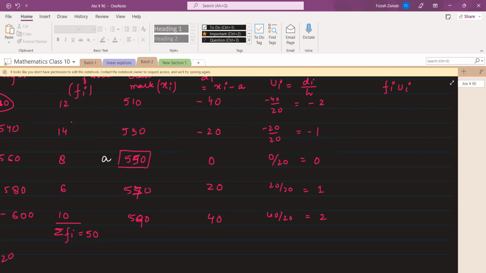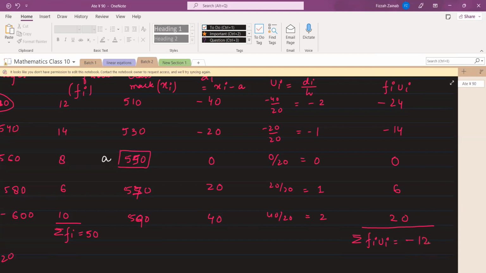Now fi, so 12 into 2, 24. So minus of 24. 14 into 1, minus of 14. 8 into 0 is 0. 6 into 1, 6. 10 into 2 is 20. Clear? This you have to sum. So summation of fi ui. Now please quickly add it and tell me. Minus 12. Minus 12.